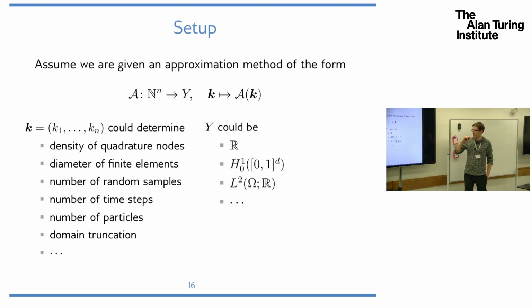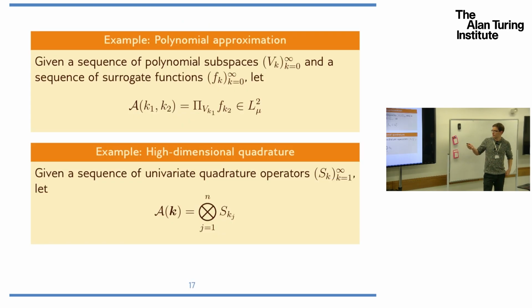But these discretization parameters could also be the number of quadrature nodes in high-dimensional integrals. It could be the number of time steps if you have a time-dependent PDE. It could be the number of particles if you do particle simulations, or it could be a truncation parameter if you look at PDEs with infinite unbounded domains. So the examples more specifically, you can interpret polynomial approximation in this setting as an approximation algorithm that has two discretization parameters and takes values in the Lebesgue space.